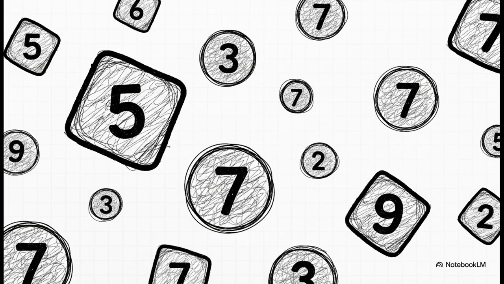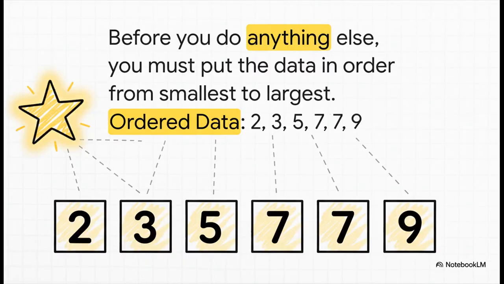So, let's start here. Imagine we've just collected this data. Look at it. It's just a jumble of numbers, right? It doesn't really tell us much of anything just yet. Okay, before you do anything else, and listen, I cannot stress this enough, you have to put the data in order from the smallest number to the largest. If you skip this step, I promise you, your calculation for the median will be wrong every single time. It's the golden rule of data handling.